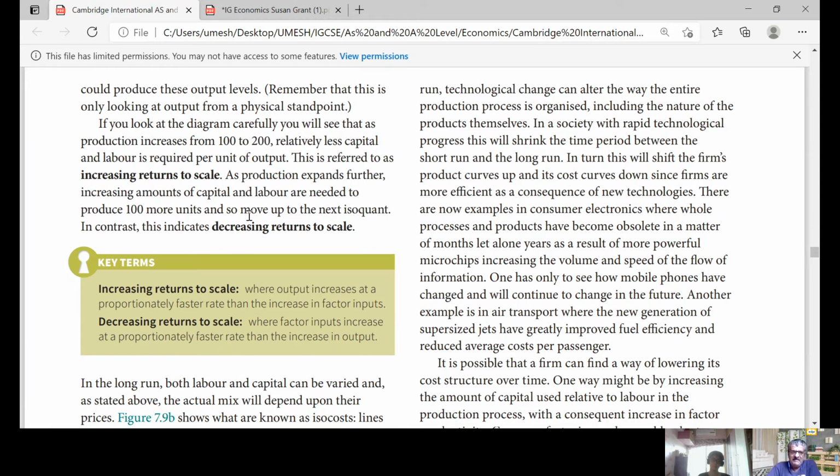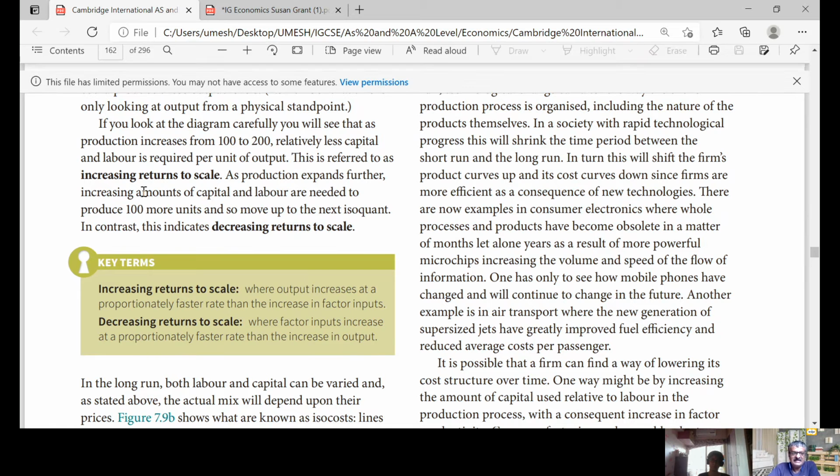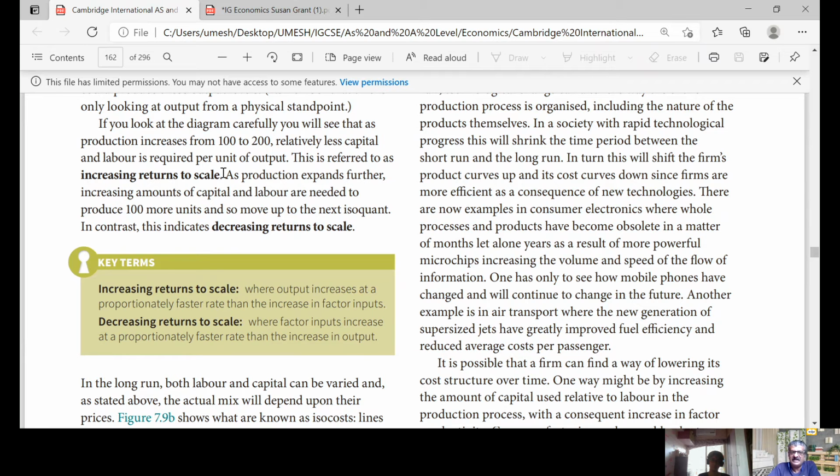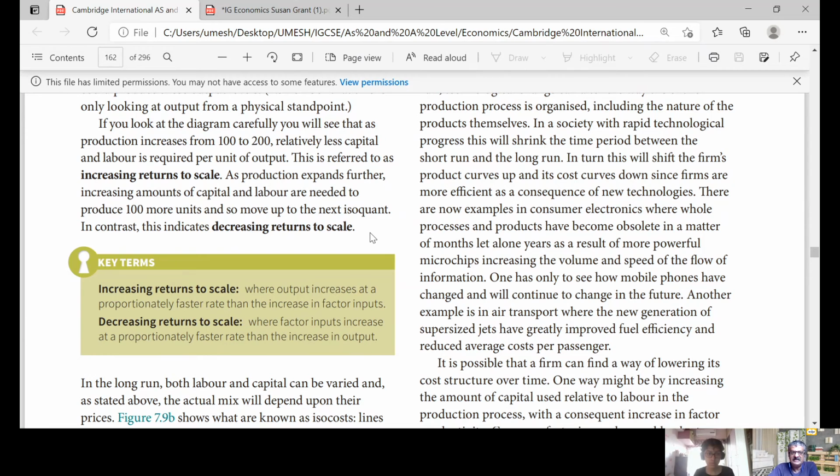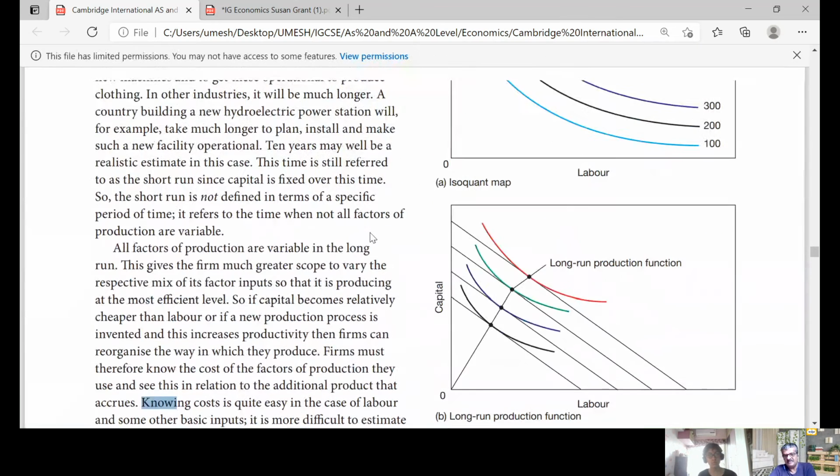If you look at the diagram carefully, you will see that when production increases from 100 to 200, relatively less capital and labor is required per unit of output. This is referred to as increasing returns to scale. As production expands further, increasing amounts of capital and labor are needed to produce 100 more units and so move up to the next isoquant. In contrast, this is decreasing returns to scale.